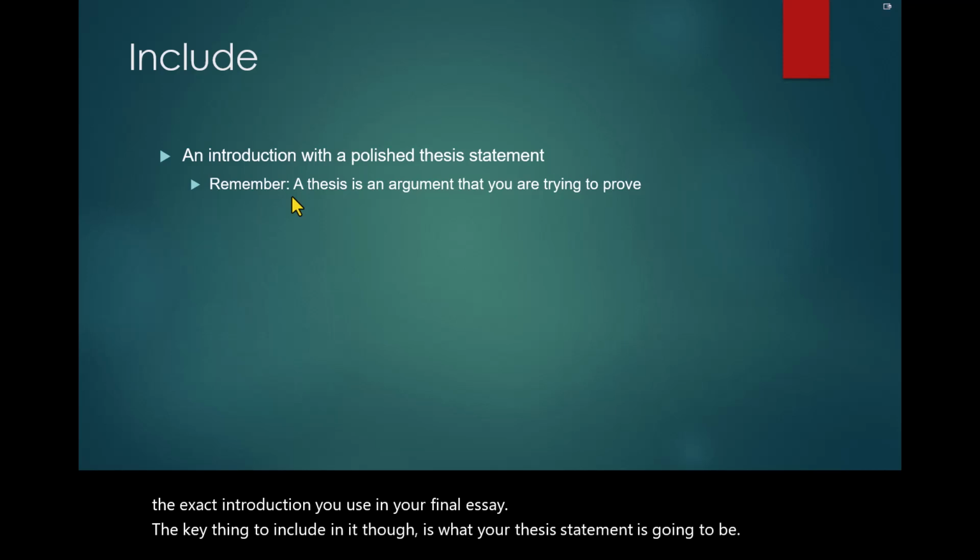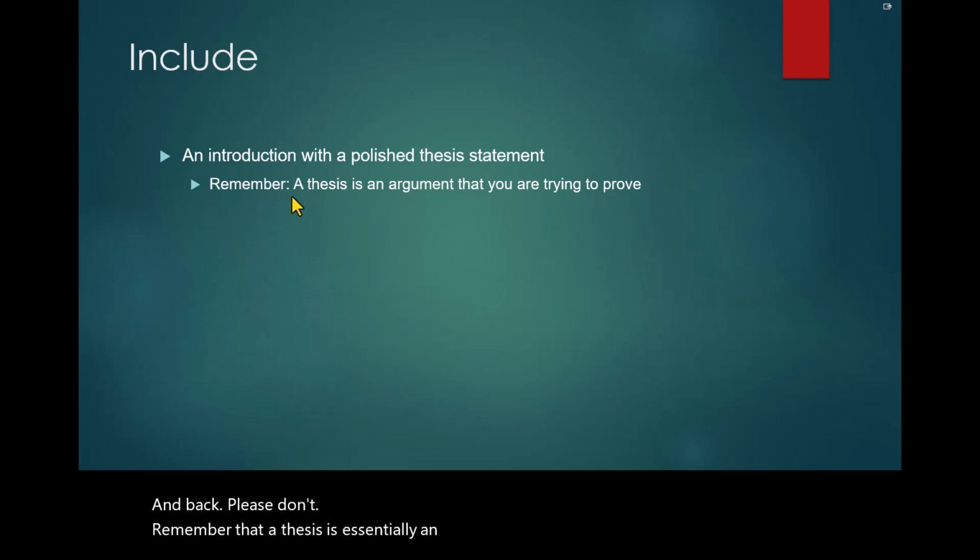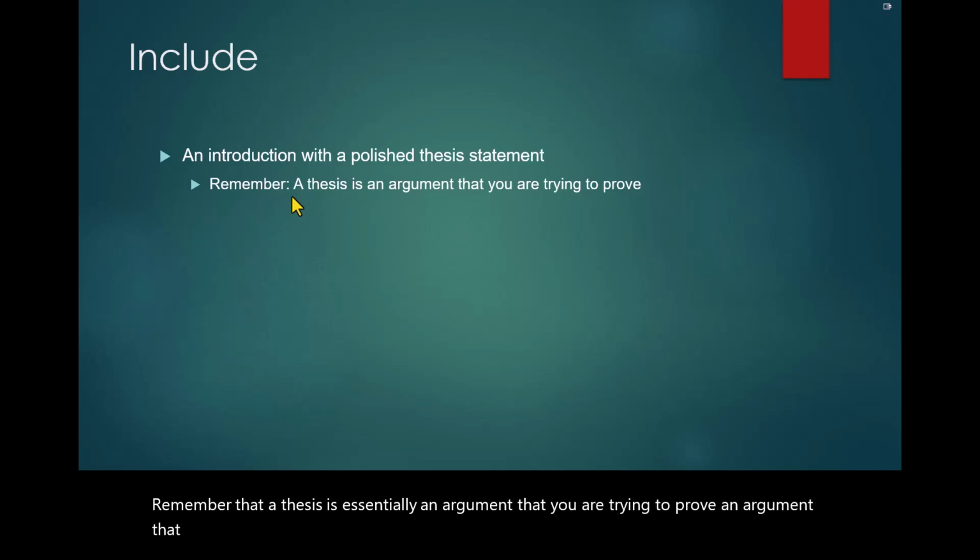You do not need to underline your thesis statement. In fact, please don't. Remember that a thesis is essentially an argument that you are trying to prove. An argument about something because of reasons X, Y, and Z.